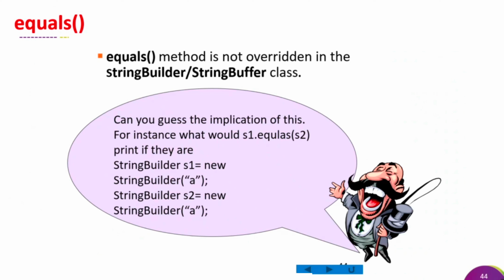One more important point here: the equals method is not overridden in string builder or string buffer class. You cannot override the equals method inside string builder or string buffer class. That is not possible. Up to this stage, you are all comfortable.